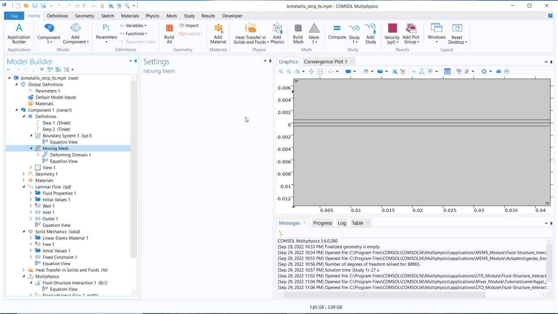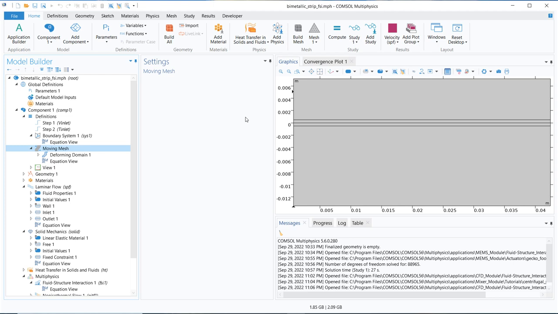So we should have laminar flow for the fluid flow. We should have thermal, that means the heat transfer module, for the heat flow through the solid. And we should have structural mechanics or solid mechanics for solving the bending of the strip. And the final thing is we need to couple all those physics in order to have the entire phenomena.